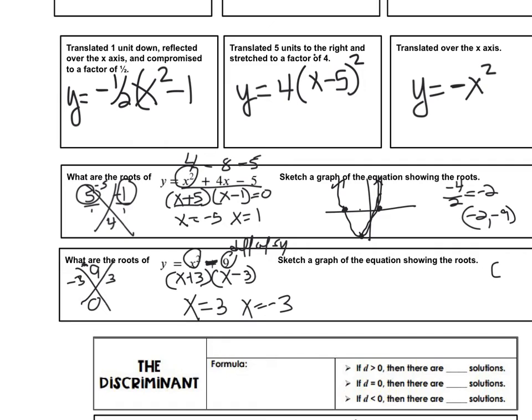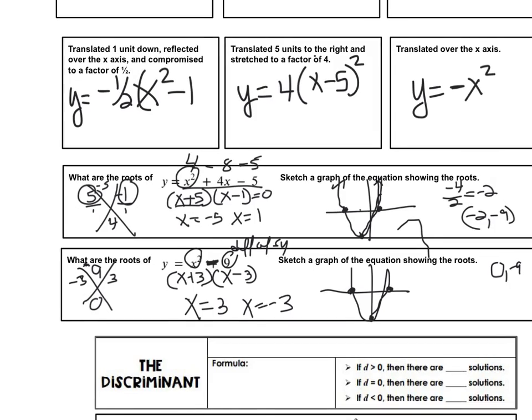My axis of symmetry is 0, so my vertex is 0. If I plug it in, it's a negative 9. So 3, negative 3, and 0, negative 9. So it's going to look something like that.